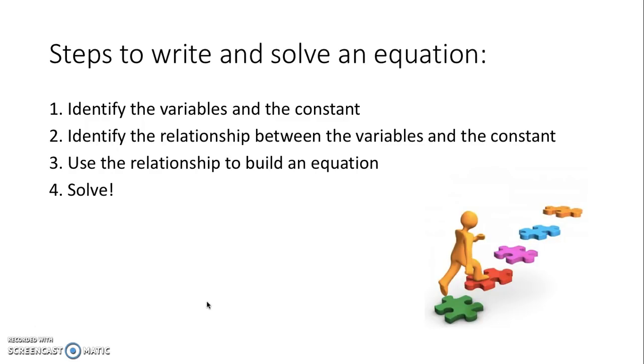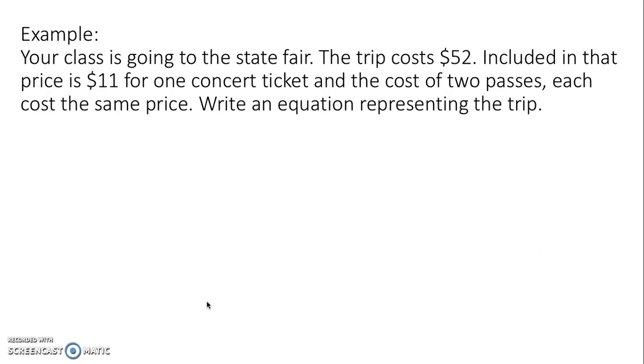The solve step, step number 4, is what we've been working on for the past couple weeks: solving 1 and 2 step equations. So let's take a look at an example. Your class is going to the state fair. The trip costs $52. Included in that price is $11 for one concert ticket and the cost of 2 passes. Each pass costs the same price. Write an equation representing this trip.